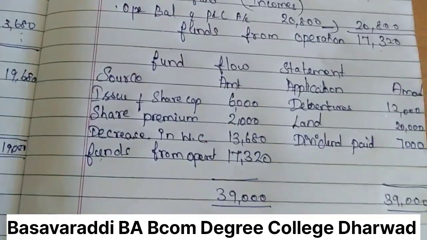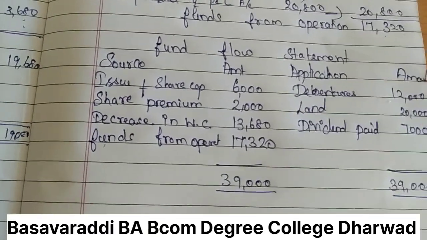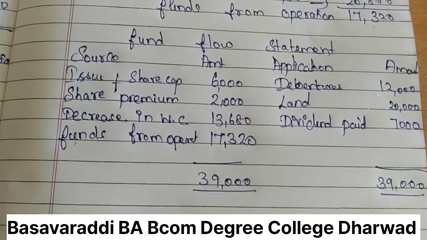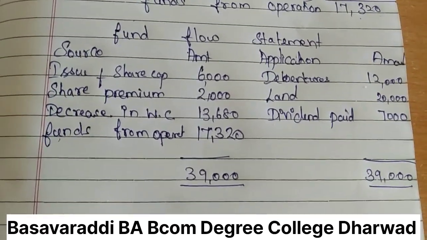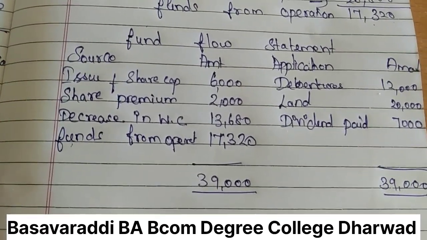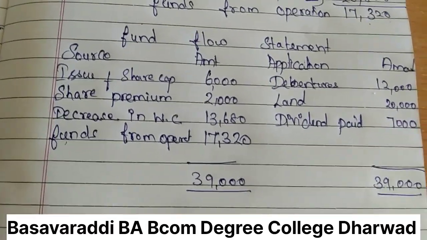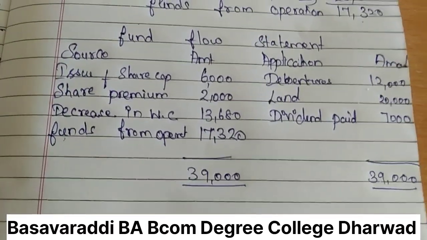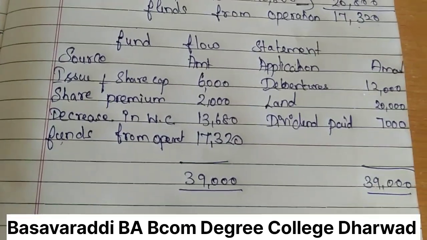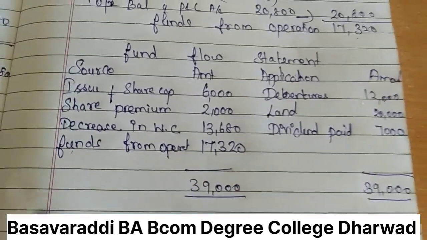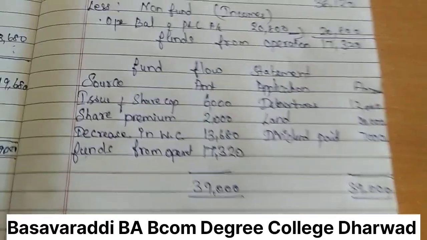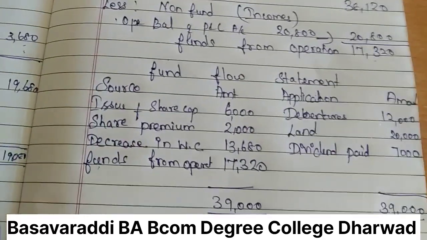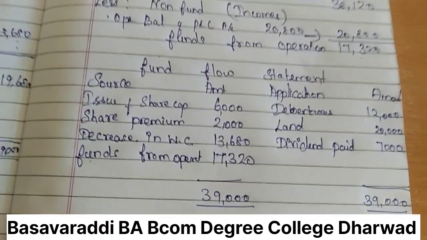After that, you have to work in this fund flow statement. You have to see the working capital as well as fund flow operation. In this working capital, what happened? Whether decrease in working capital, you have to enter in the source column. Whether increase in working capital, you have to enter in the application column. In this problem, decrease in working capital. So we have to enter in the source column.